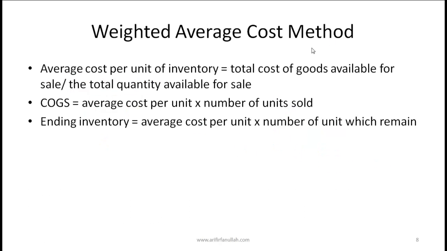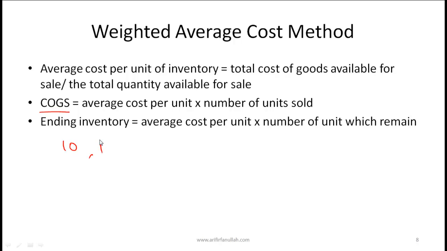The weighted average cost method. The average cost per unit of inventory is equal to the total cost of goods available for sale divided by the total quantity for sale. The cost of goods sold is the average cost per unit times the number of units sold. Ending inventory is the cost per unit times the number of units which remain.